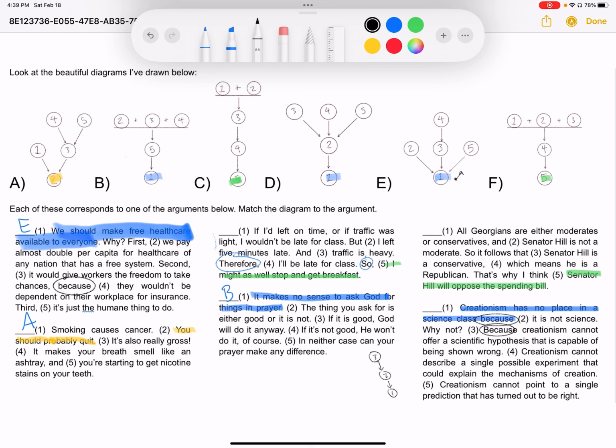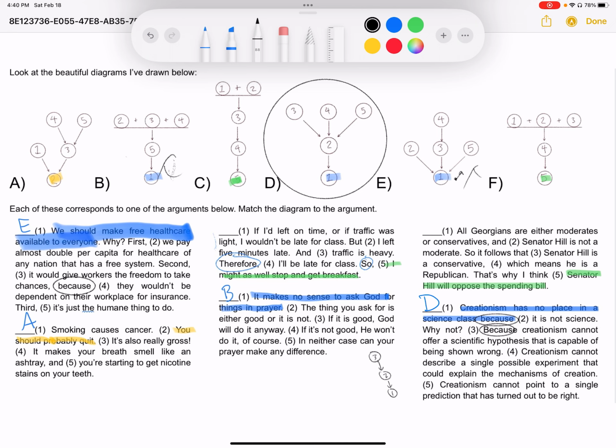Well, where do I see that? Do I see it here? No. Do I see 1 being justified by 2 being justified by 3? No, not here. But I do see it right here, right? And that's why I know that D is the correct answer. This same trick can be really handy all over the place, right?